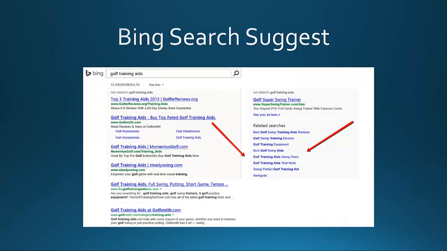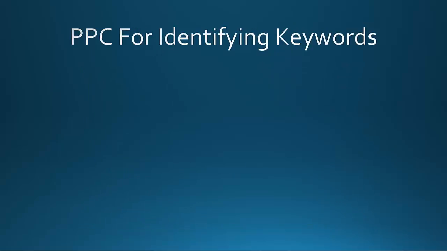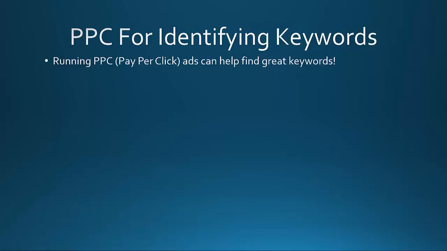The Bing search suggest, that is another phrase right here. Again, it does the same thing. If you type in golf training aids, what you're going to find here is additional related searches. And I could click on those like golf training aid swing plane. That would be a cool phrase because people want to know how to improve their swing plane. And then you could click on that. It'll give you additional suggestions. So you could, again, keep narrowing down using these search suggestions based on them.